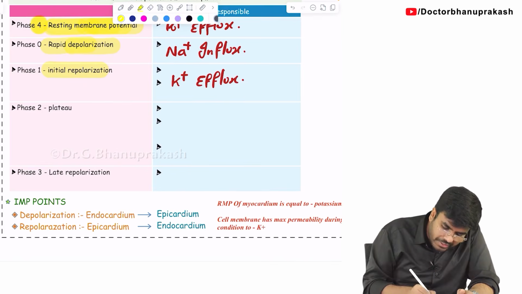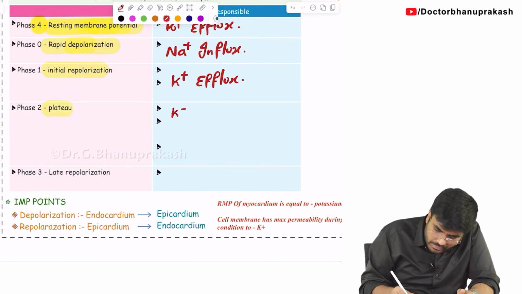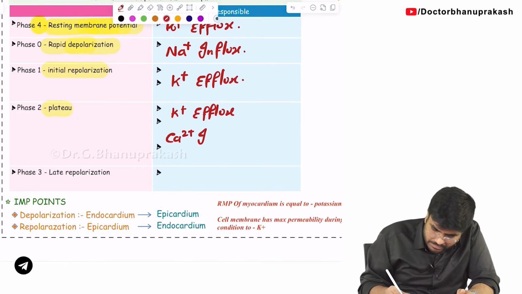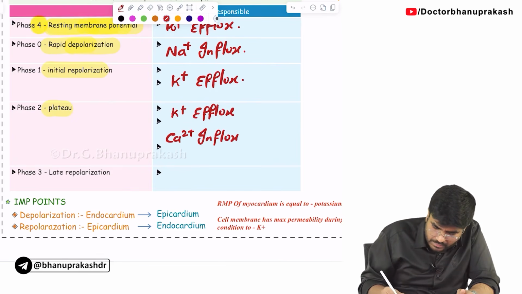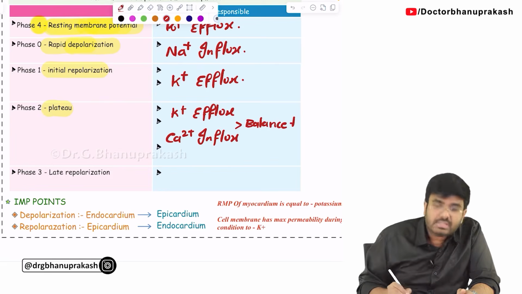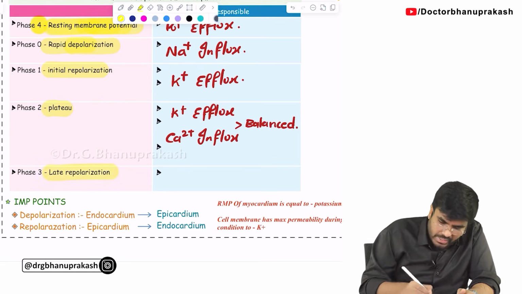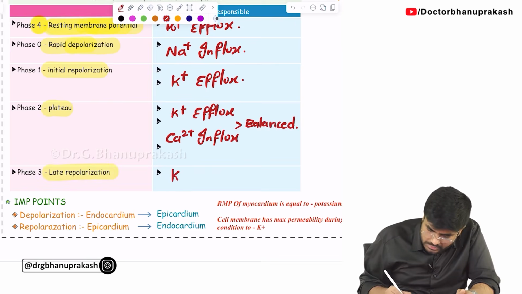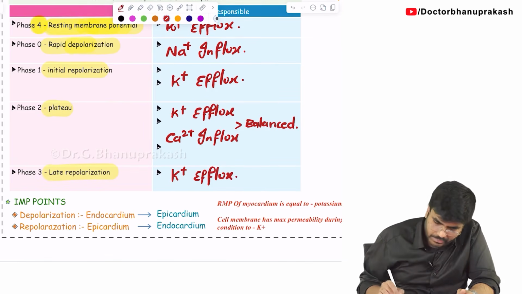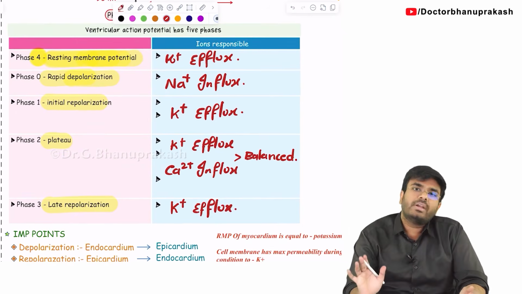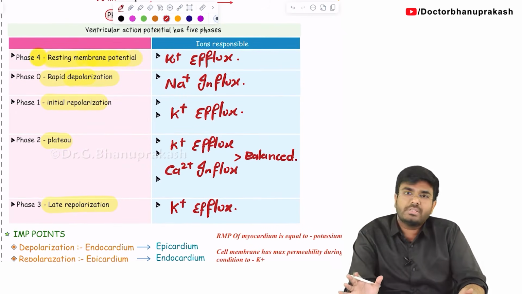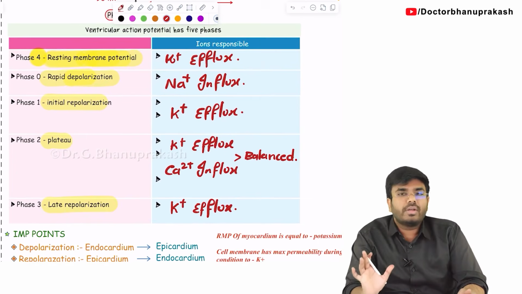Next, a phase of plateau. During the phase of plateau, potassium efflux is balanced by calcium influx. Both are balanced. Next, late repolarization. As usual, repolarization is due to potassium efflux. So these are the different ions responsible for the different events in the action potential of the ventricular myocyte.